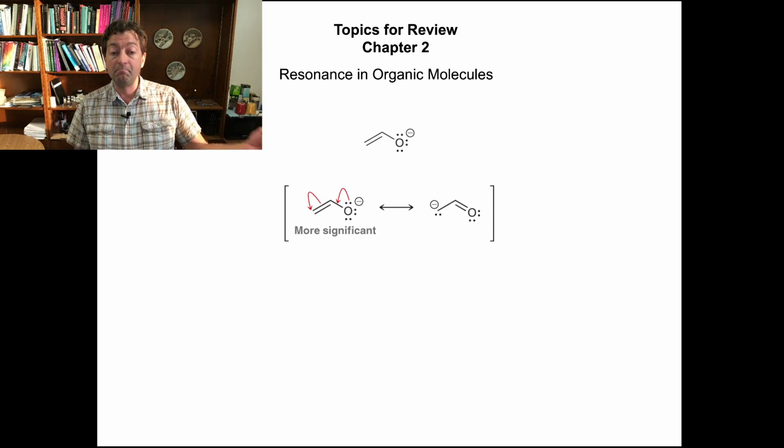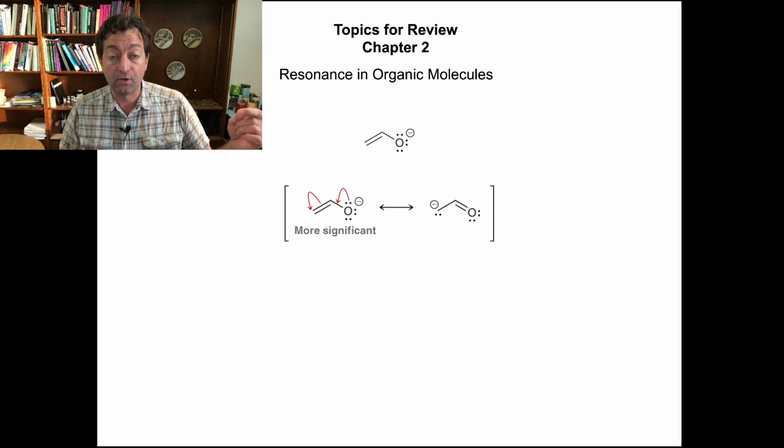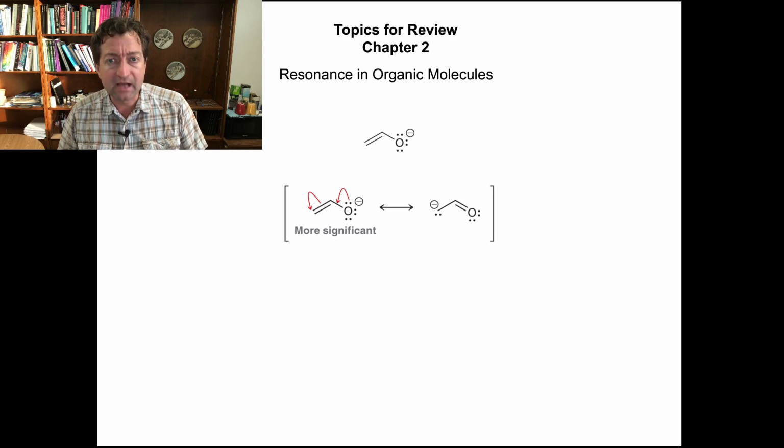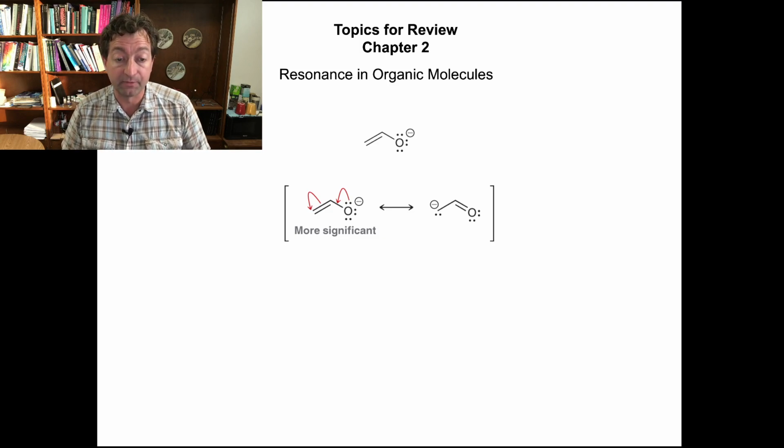And if we remember the electronegativity values, we know that oxygen is far more electronegative than carbon, 3.5 versus 2.5. And that's a measure of how much that atom likes to stabilize or hold a negative charge and hold on to electrons. So one of the ways to think about this is that that would make this structure, where that negative charge is on the oxygen, what we call more significant.